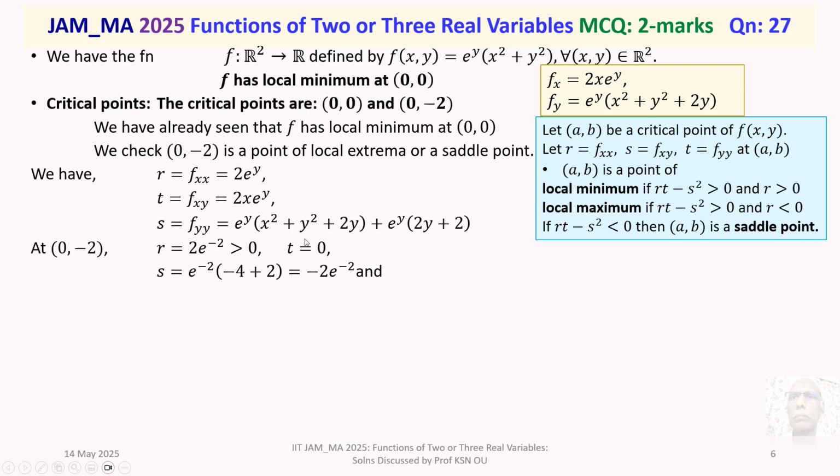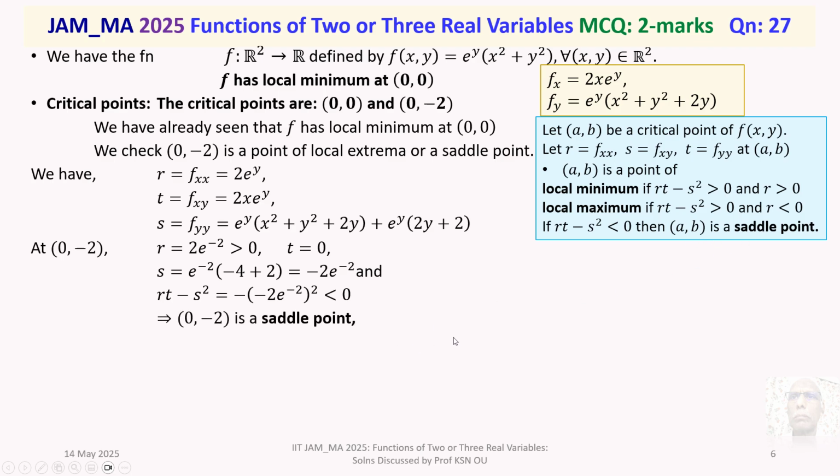So rt minus s square is minus of (-2e^(-2)) whole square. If you square it, it becomes plus, so the minus sign before that makes it negative. So rt minus s square is negative. That means it gives a saddle point.